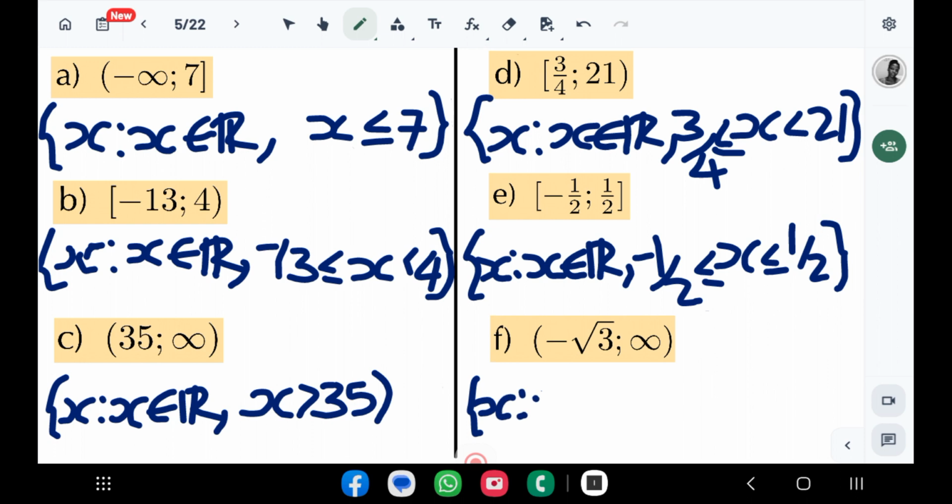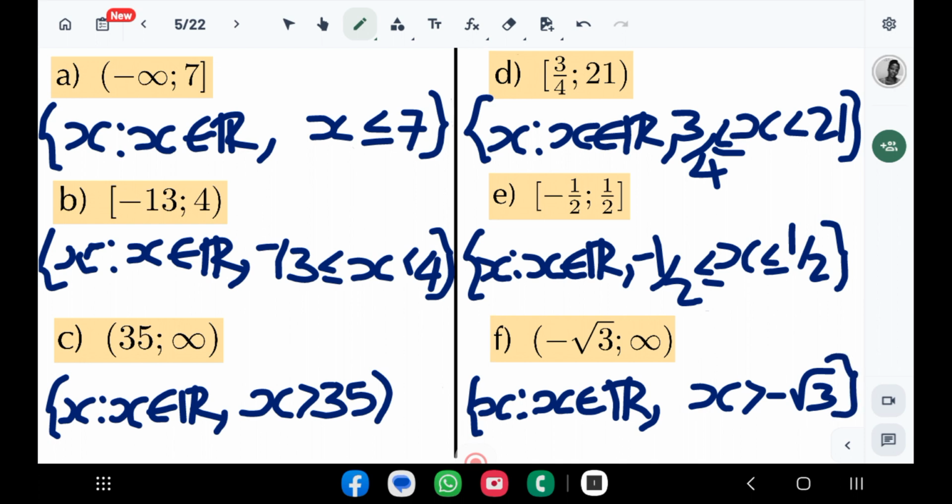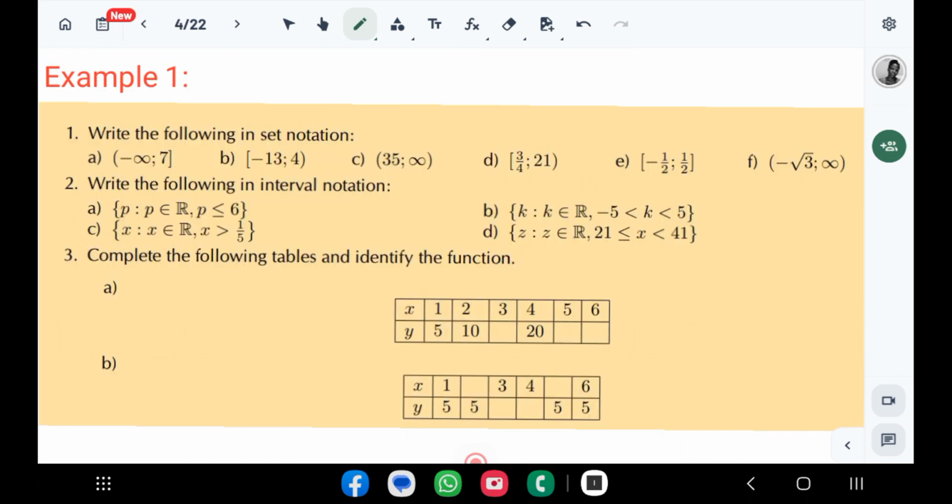x maps, x is an element of real numbers such that x is greater than minus square root of 3. And then the bracket. And that is how you change from the interval notation to set notation. Easy peasy so far. You shouldn't struggle with this now.